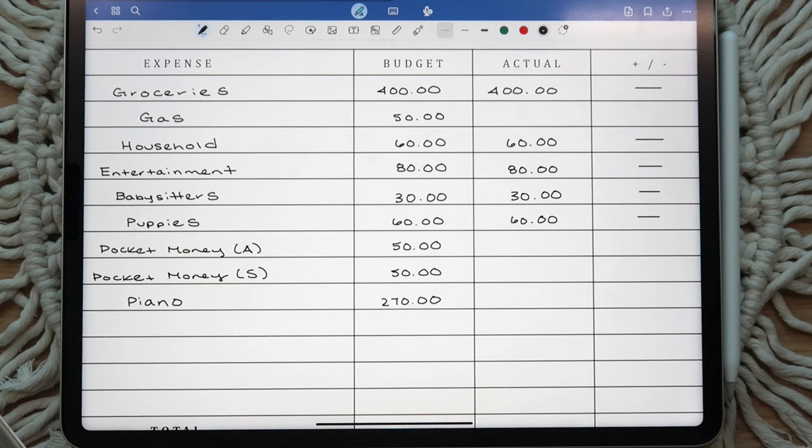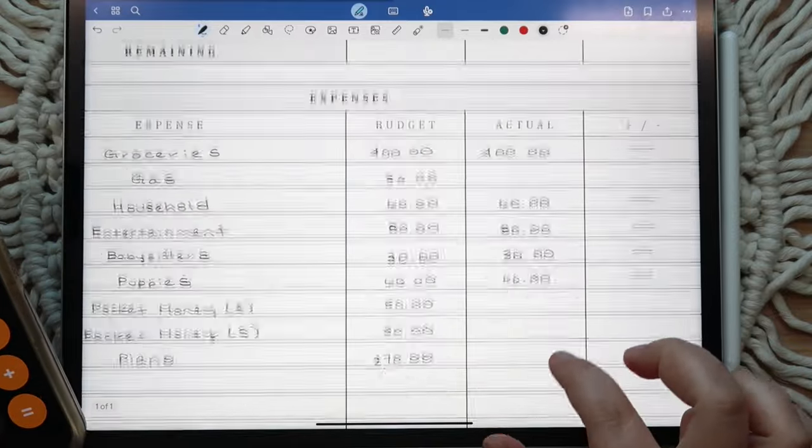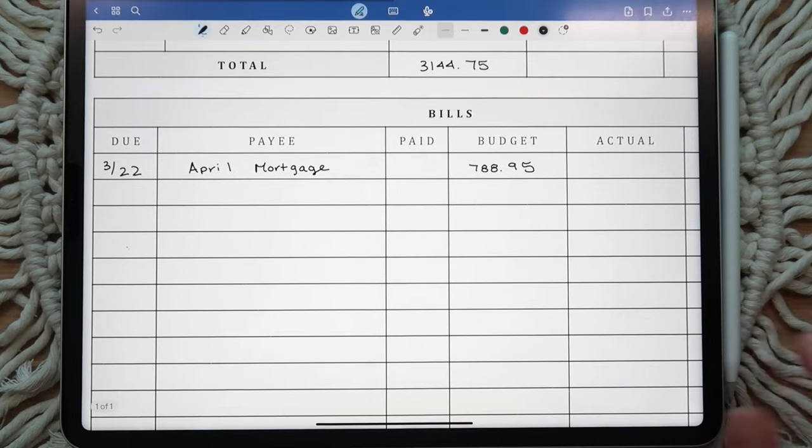Let me double check my math here. Okay, so $1,050 is what we are expecting for our expenses, and then bills will fill in.